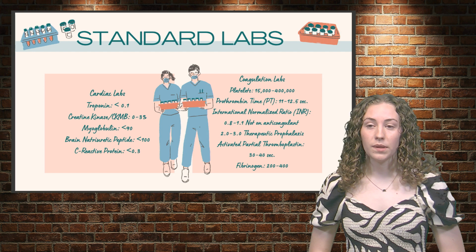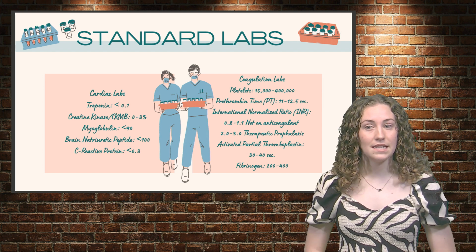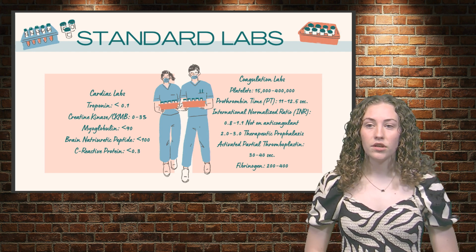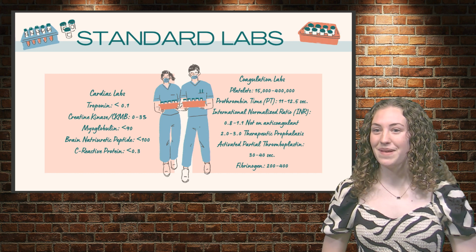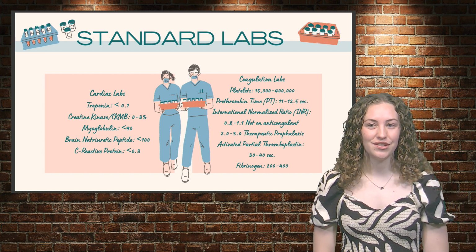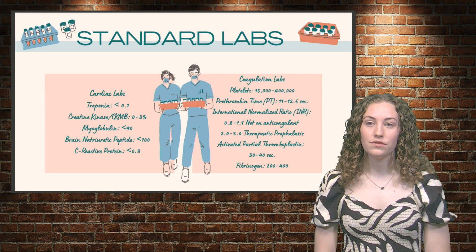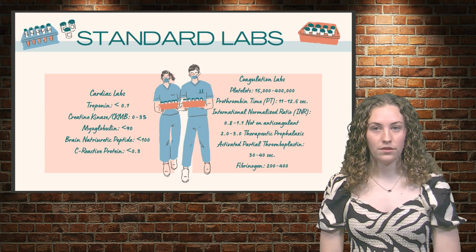Similar with myoglobin, you're going to want it to be less than 90. And then the brain natriuretic peptide, less than 100. And the C-reactive protein, less than 0.3.